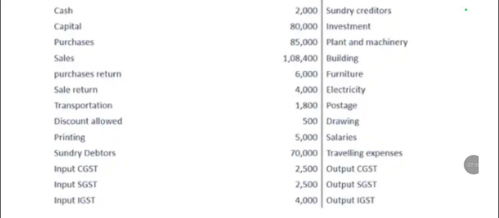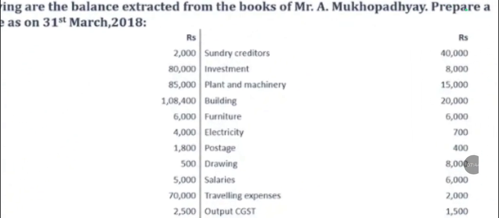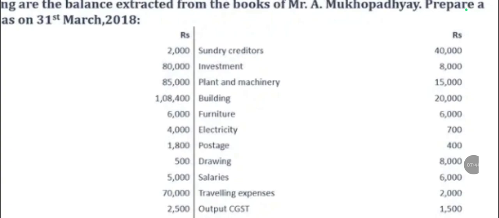Sundry debtors account, asset, debit. Input CGST, whatever input CGST, all will be debited as they are of asset nature. Input CGST or input SGST or input IGST, they are of asset nature, debit nature, so they will be on the debit side of the trial balance. Sundry creditors, here this side, it is a liability, credit.